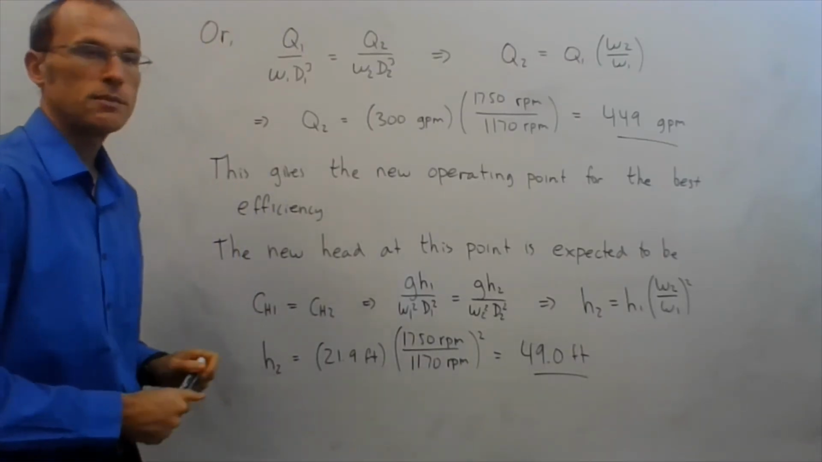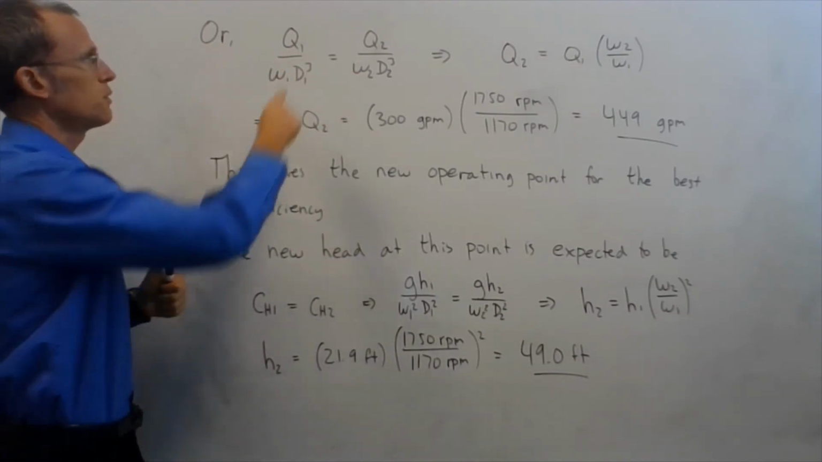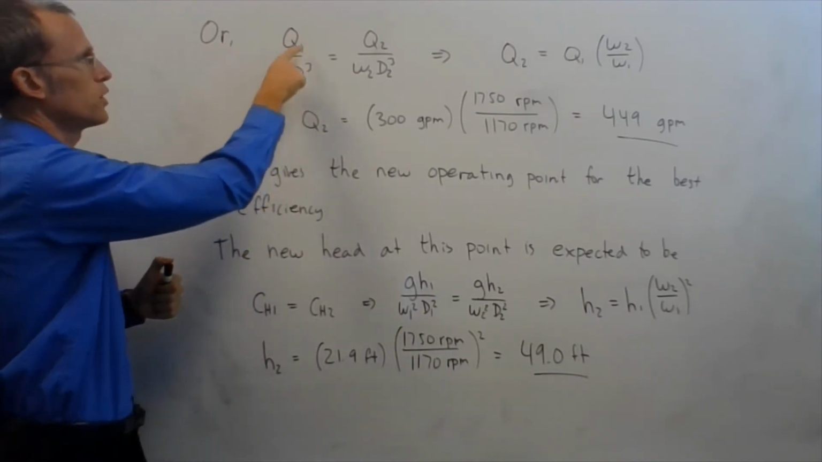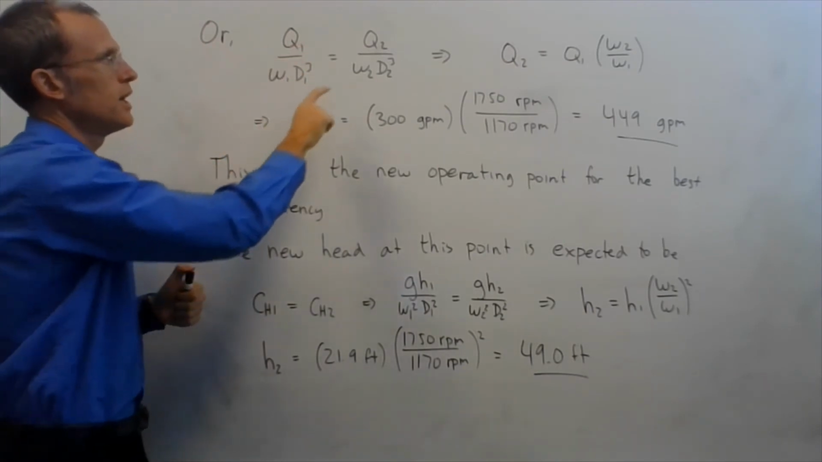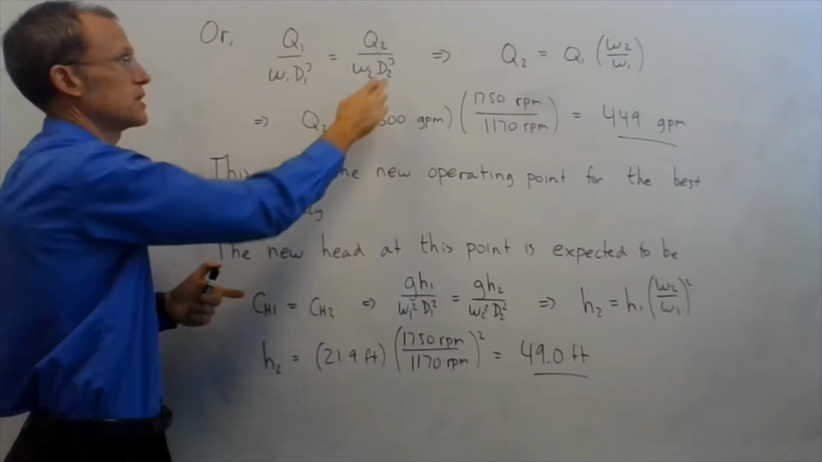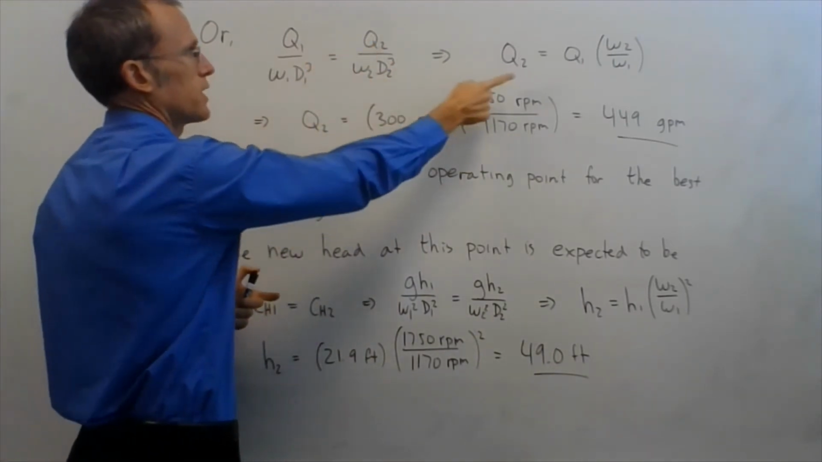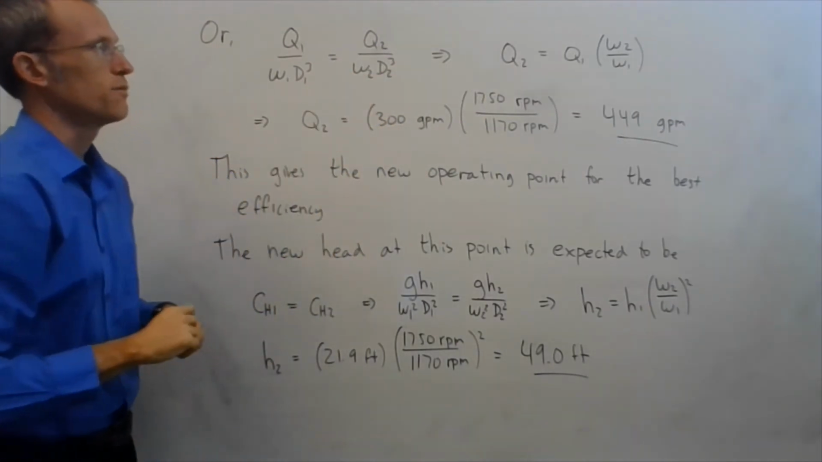So for my flow coefficients to be the same, CQ1 equals CQ2. CQ is Q over omega d cubed, so Q1 over omega 1 d1 cubed is Q2 over omega 2 d2 cubed. Same pump, so same diameter, so those guys just cancel out. Solving for Q2, that's just Q1 times omega 2 over omega 1.